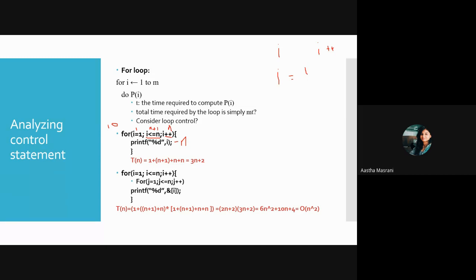So the cost of initialization is 1. Cost of checking the condition is n plus 1. Cost of i++ is n. And the printf statement is also n. So the total cost of these statements is 1 plus n plus 1 plus n plus n, to find out the complexity.